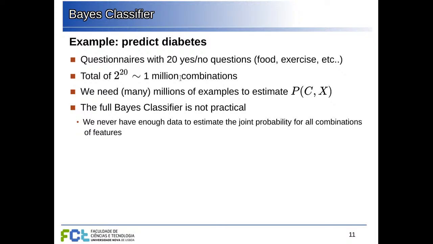If we need to estimate the joint probability distribution of all these combinations and the 2 classes, we're going to need many millions of examples in order to have a large enough sample of all the combinations to compute the probability distributions. So you see, even with a simple example like this, the Bayes classifier is not feasible. We cannot, in general, without any simplifying assumptions, estimate the joint probability distribution of all the combinations of features with all the classes.